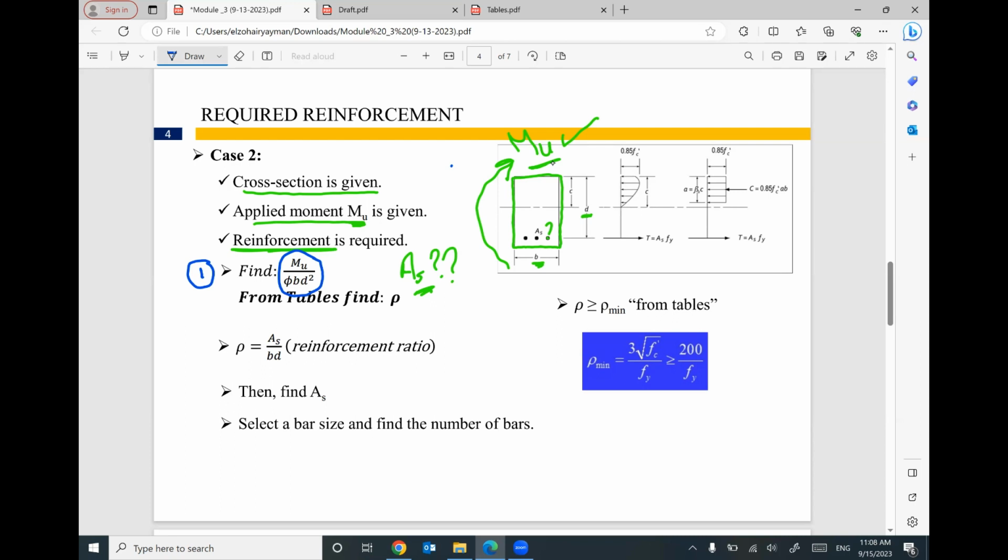How much is the value of this expression, M ultimate divided by phi b d square? So I need to figure out what is the value of M ultimate divided by phi b depth square. Keep in mind, this moment M ultimate must be in pound-inch, so the numerator must be pound times inch.